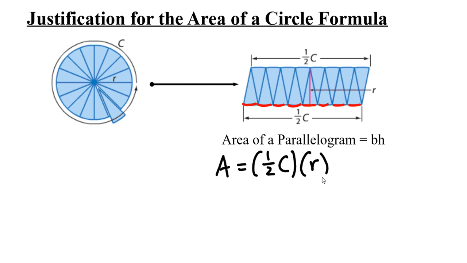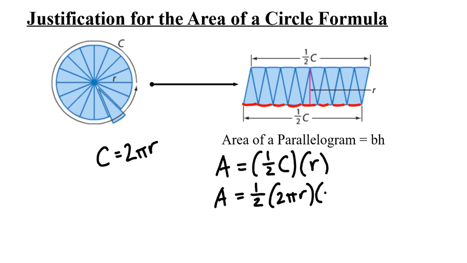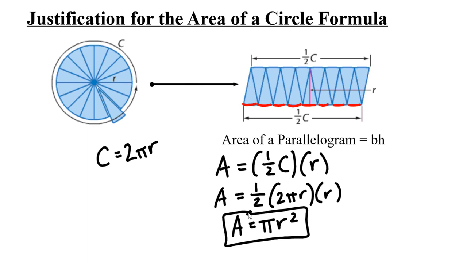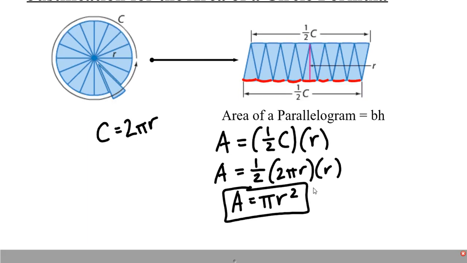Now I need to recall what the circumference of a circle is. The circumference of a circle is 2 pi r. And so I'm going to substitute that in for my circumference. So I end up getting 1/2 times 2 pi r times r. 1/2 times 2 will make 1, so I end up getting pi times r times r, and that is pi r squared. And that is where the area of a circle can be understood to come from. So area of a circle is pi r squared.